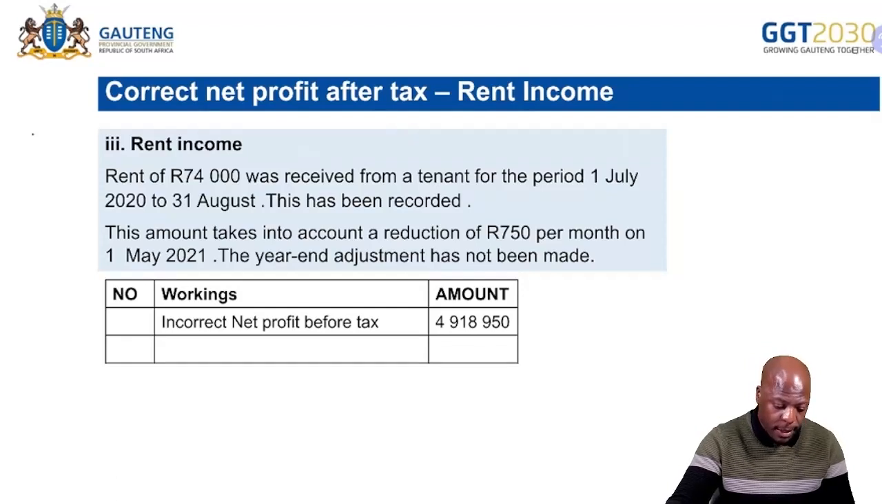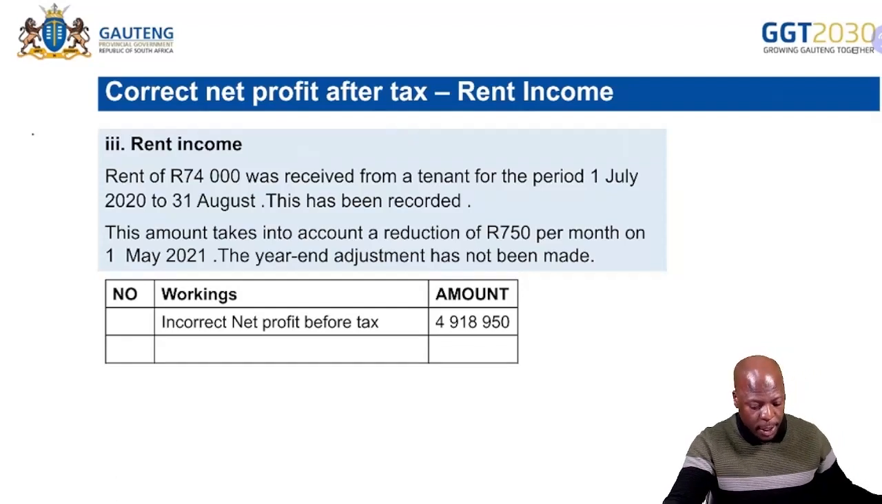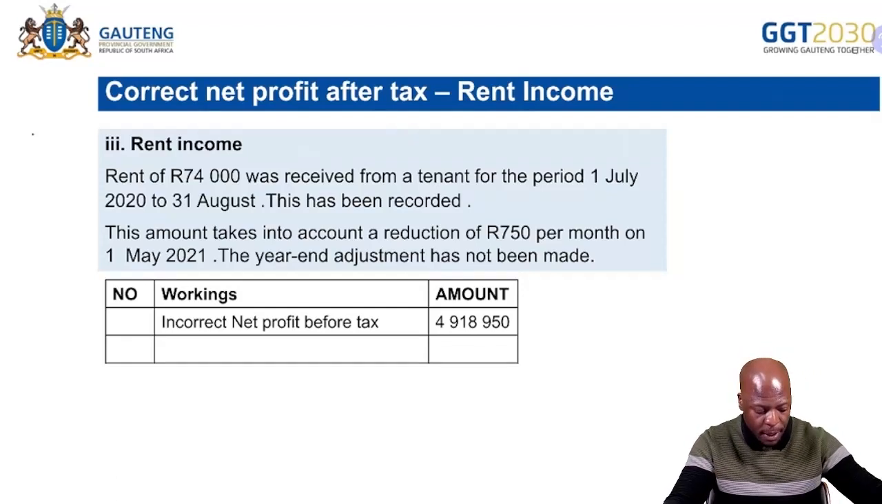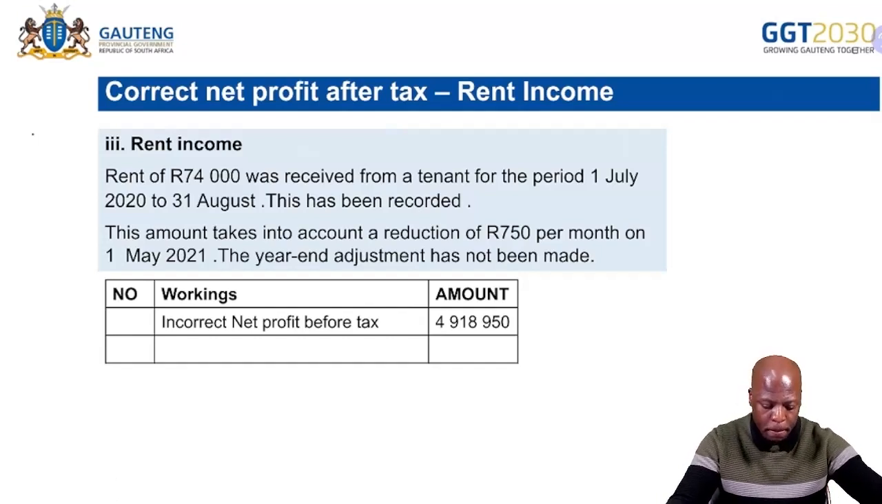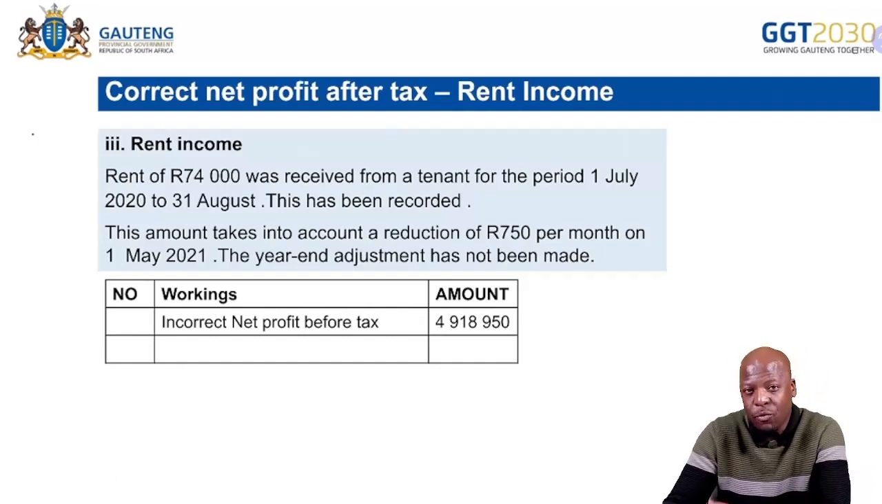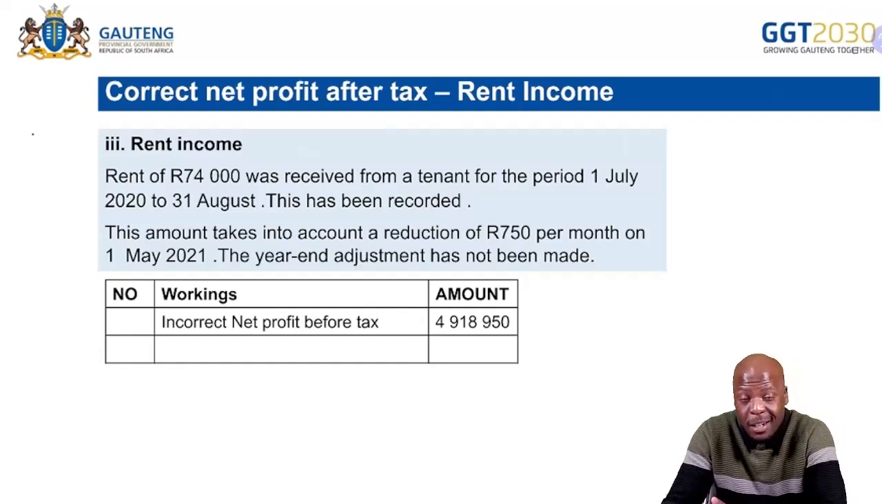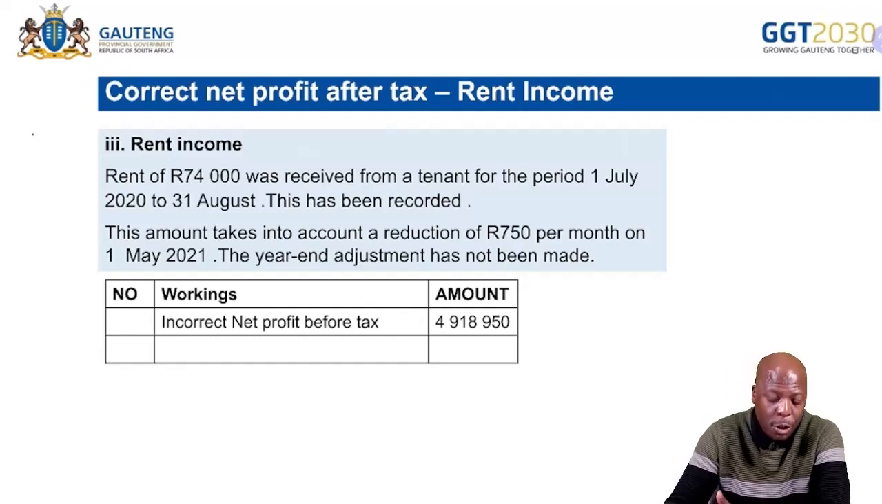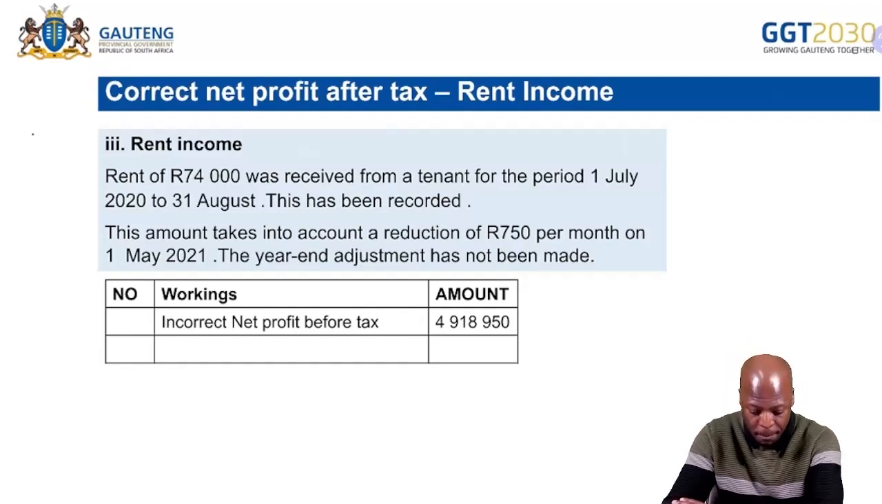Now, here is adjustment number 3. Adjustment number 3 is now saying rent of 74,000 was received from a tenant for the period. It goes without saying: audit fees, director's fees, insurance, rent. These are adjustments that the examiner will always bring. So you need to follow these adjustments. You need to practice as much as possible so that you can be able to get marks.